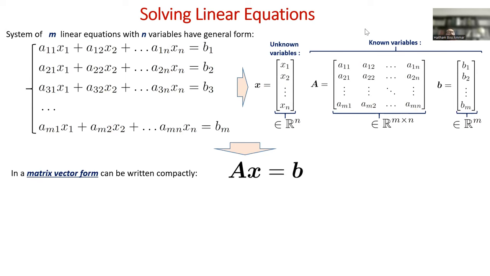How do I get rid of this? For me to find X, I need to get rid of this A matrix, right? So if I can get rid of this A matrix from the left-hand side somehow, then I will have an equation which says X equal to something. If I can get rid of that matrix, then I am able to find that variable X that I'm looking for. Imagine A was a square matrix. How would you get rid of that?